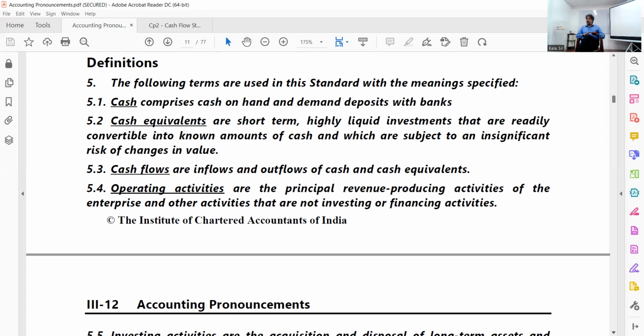You have to pay the suppliers of goods, because you want to buy goods and sell them if you're a trader, or you want to manufacture the goods. So you have to pay the suppliers of raw material, you have to pay the employees the salary or wages, you have to pay for all the overheads.